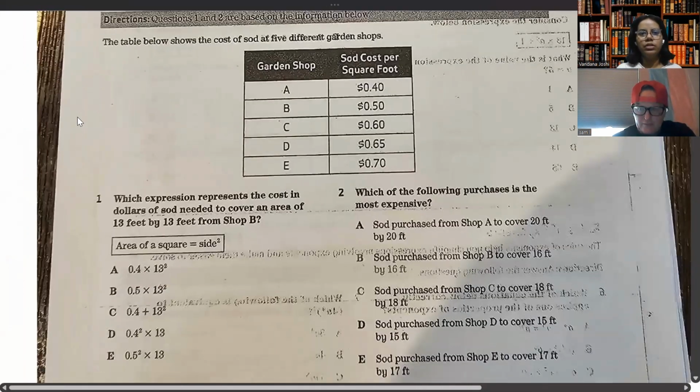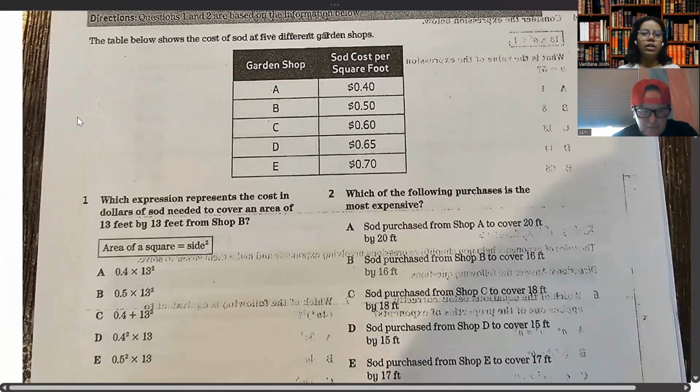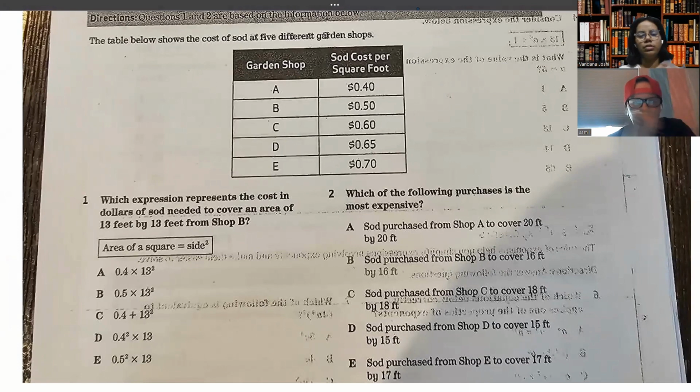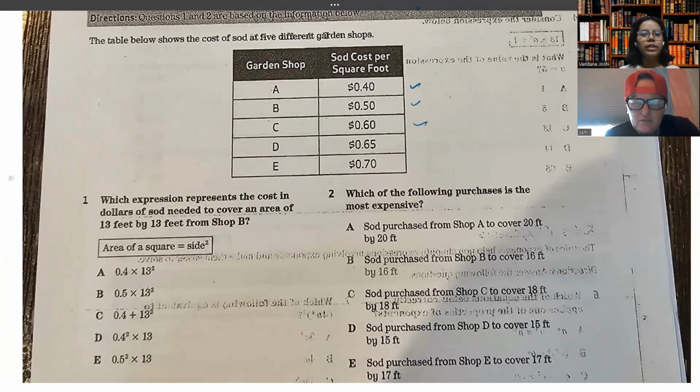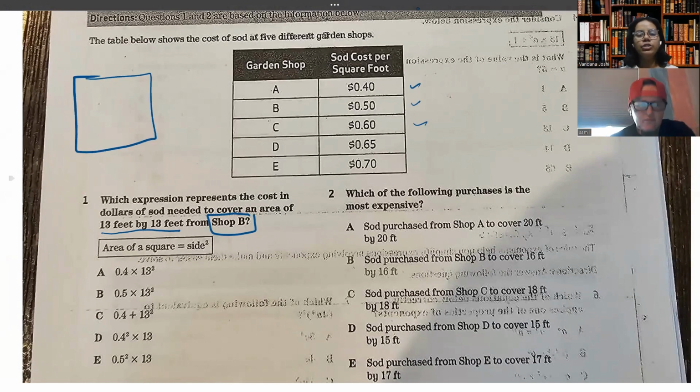First question. You have been given this garden, different shops and different prices, and you have to find out the cost in dollars that you will have to pay if you have an area of 13 by 13 feet and you purchase from shop B. Basically, you have a garden and you have to cover it with sod, and you need to find out how much money it is going to cost.